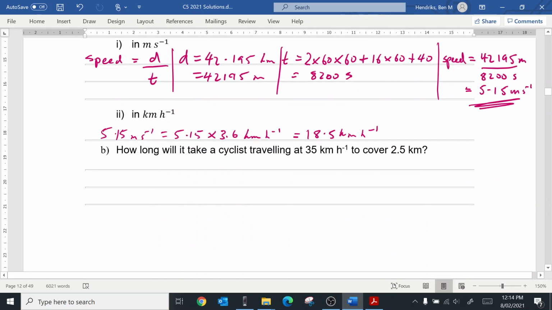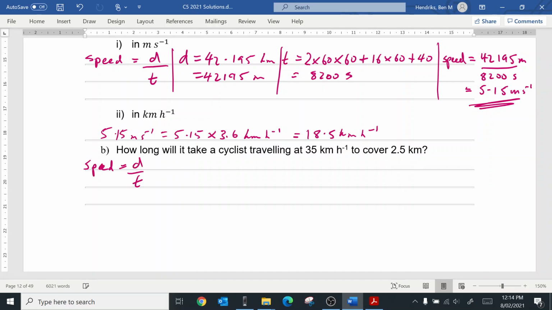2B. How long will it take a cyclist travelling at 35 kilometers per hour to cover 2.5 kilometers? We have speed equals distance over time, so let's rearrange this: time is equal to distance over speed. Let's just keep it in kilometers per hour and kilometers because that's consistent. So T is equal to the distance, 2.5 kilometers, divided by 35 kilometers per hour.